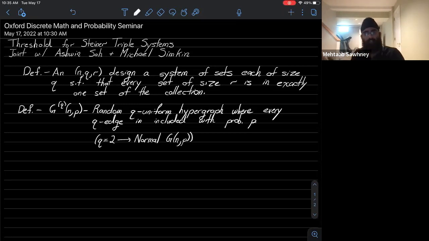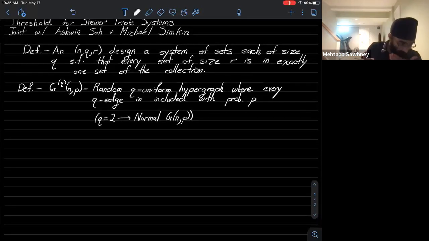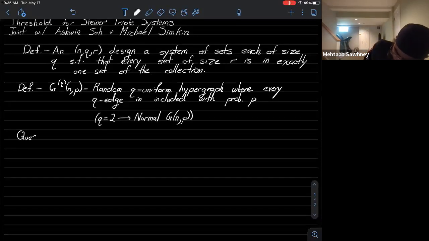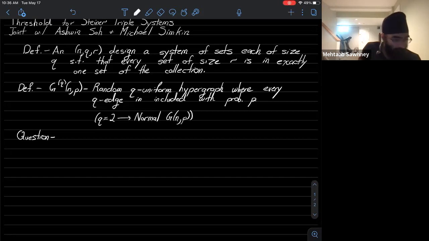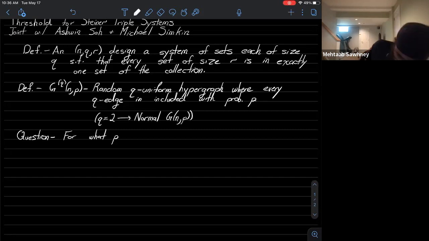Given these two definitions, I'm already able to state the main topic of interest today, which is: for what p does the random q-uniform hypergraph have an (n, q, r) design within the set of sampled edges? For what p can one find such a design in the subset?